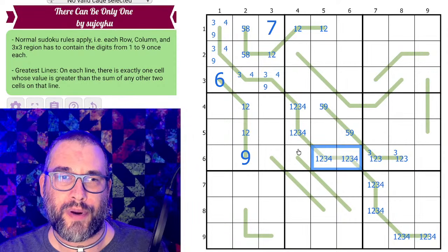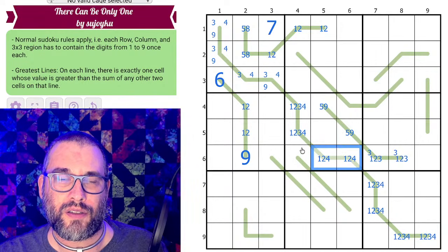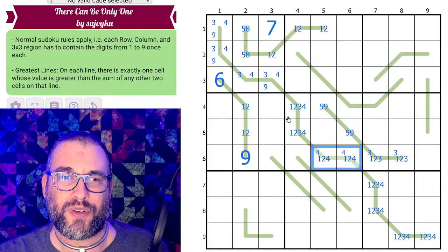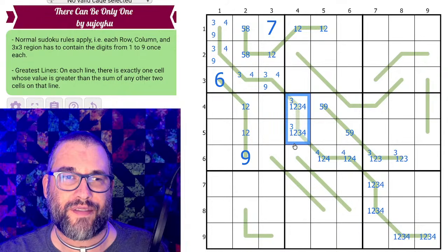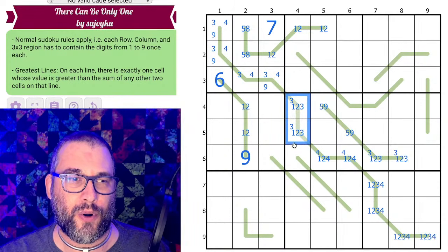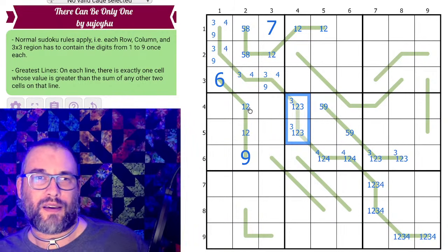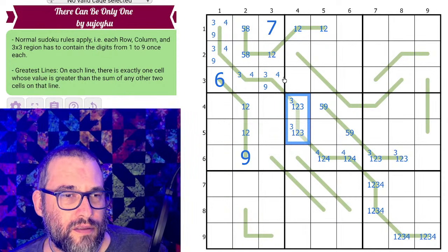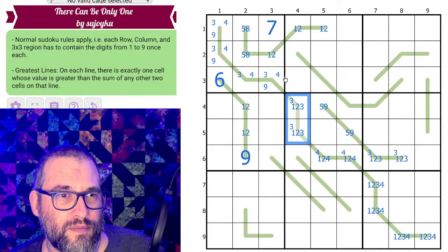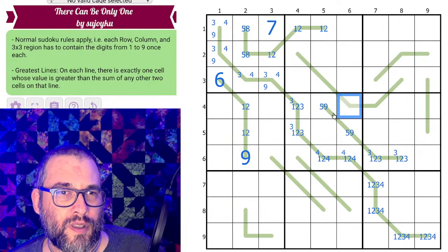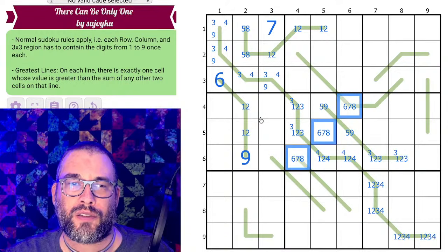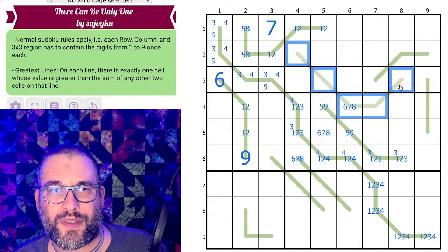Yeah, no 3s here. And this isn't 1, 2, so there's definitely a 4, which means there's definitely a 3 here, and there's no 4. Rest of box 5 is 6, 7, 8. Sure. It's going to be interesting for this line.